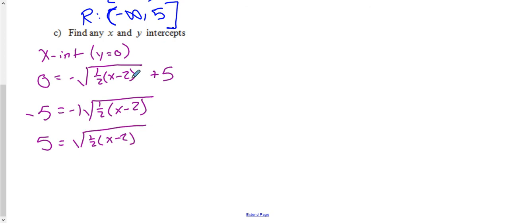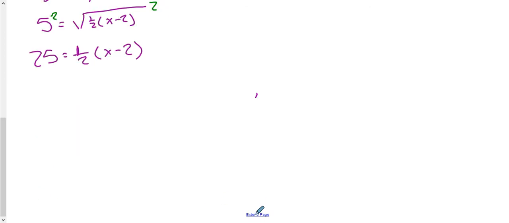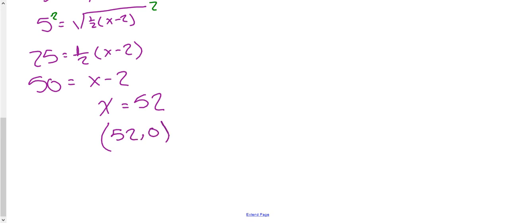Here, I'm going to square both sides to get rid of my radical symbol, so squared, squared. So that's now going to be 25 equals 1/2 (x minus 2). Get rid of that 1/2 by multiplying it by 2. Sorry, it shouldn't have been this guy here. Get rid of that 1/2 by multiplying everything by 2. So now that's 50 equals x minus 2. And get that 2 away from it. So we have x equals 52. So we should have an x-intercept at (52, 0).